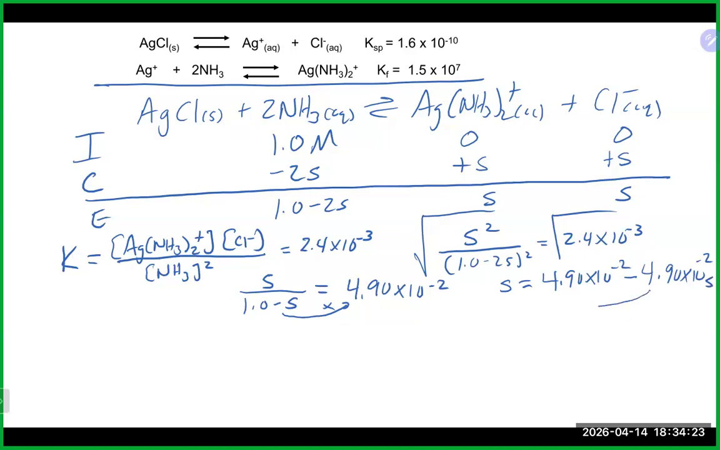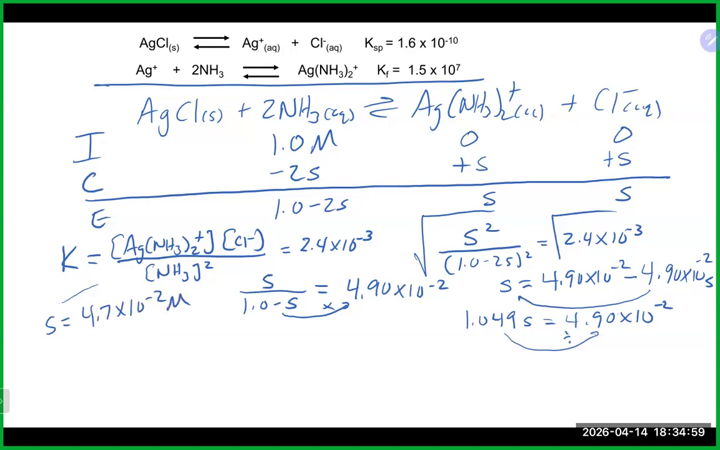Combining my S's, I'm going to add this back to the other side. That's going to get me 1 plus that. Going to get me something like 1.098S equals 4.90 times 10 to the minus 2. We're going to divide now to figure out S. And that's going to get me, call it, S is equal to 4.7 times 10 to the minus 2. Remember, that is the molar solubility here of silver chloride.